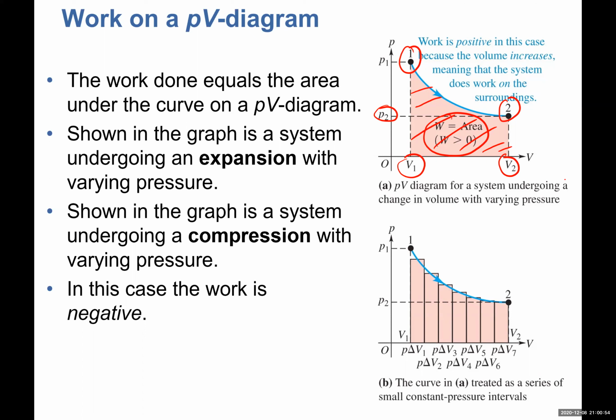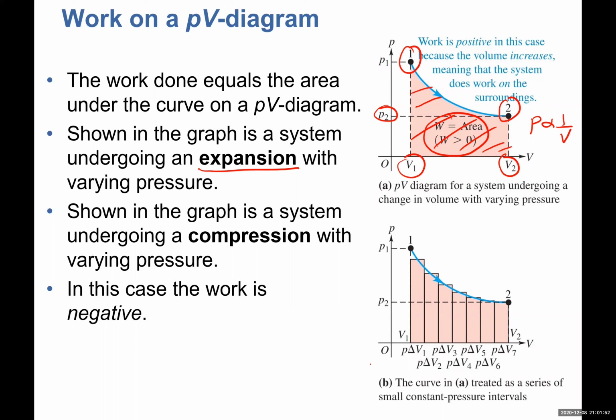In this graph, what you have is an expansion with varying pressure. When the pressure decreases, the volume increases, because one of the things we know here is that pressure is inversely proportional to the volume. When the volume is increasing, the pressure decreases.